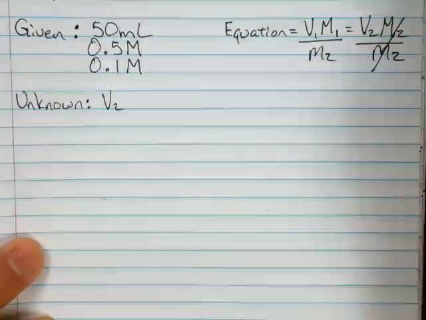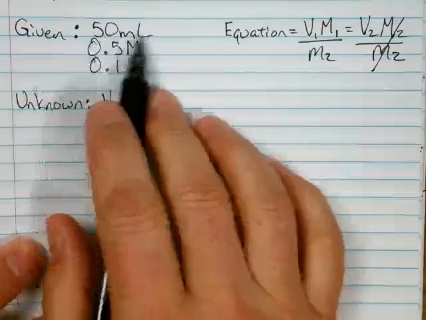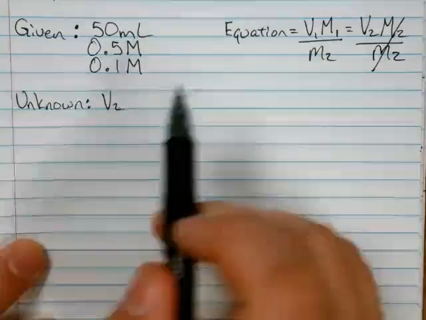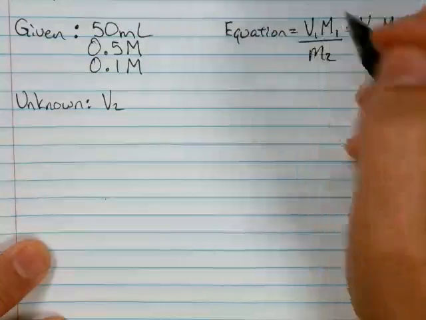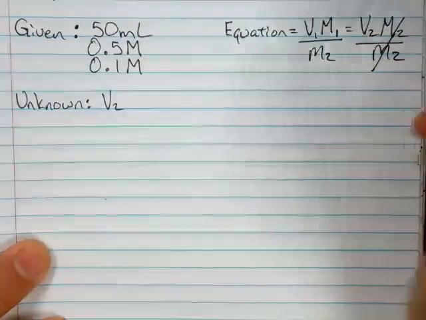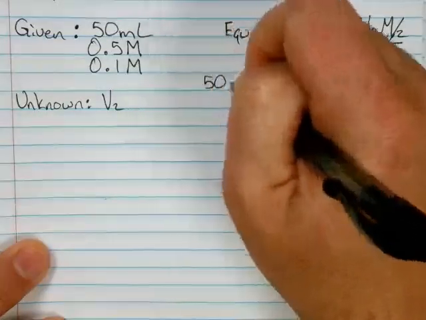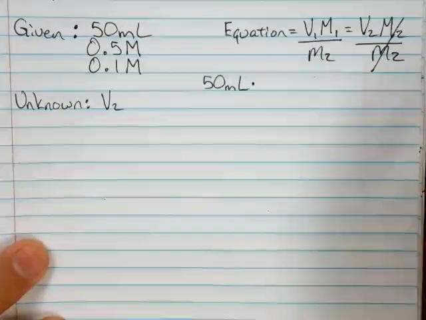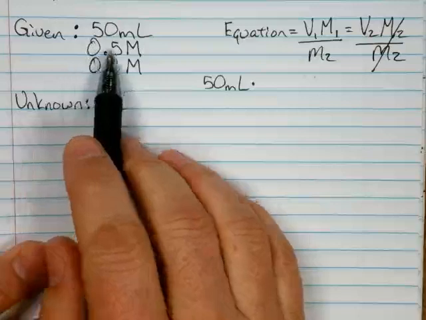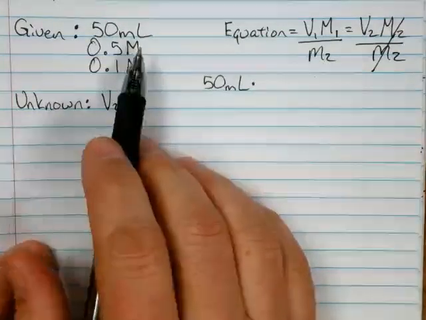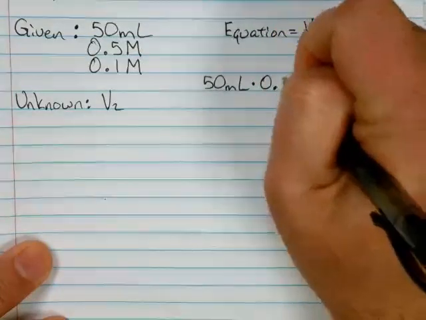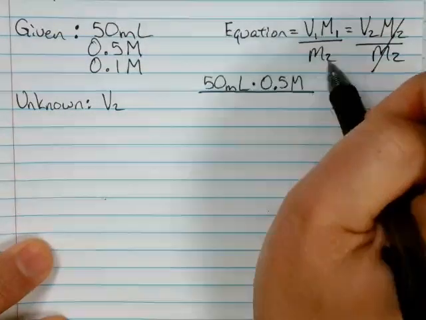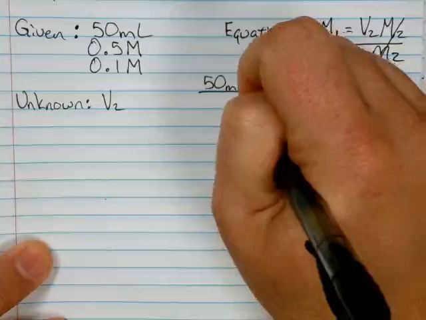So we come in here and we just start plugging it in. So what is that 50? What does that 50 represent? V1. That's our original. V1 is our original volume. So V1 is going to be 50 milliliters. And then what's M1? Yep, 0.5, since this was our original molarity. So 0.5 molar. And then we're going to divide by M2, which is 0.1.